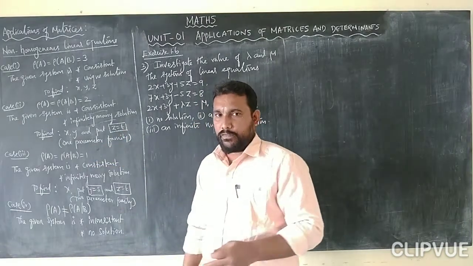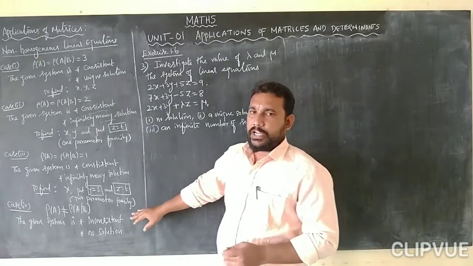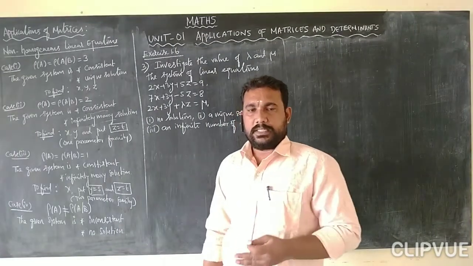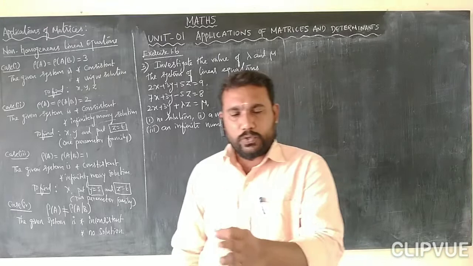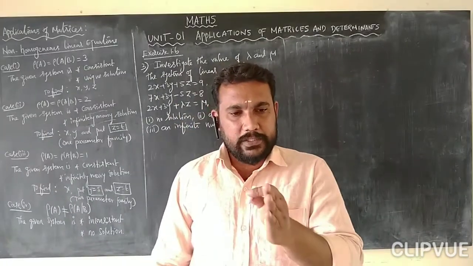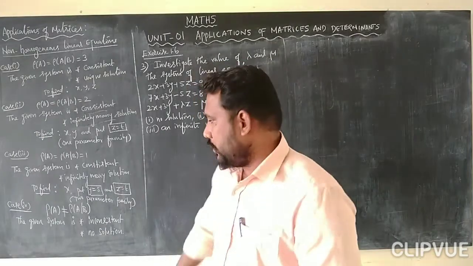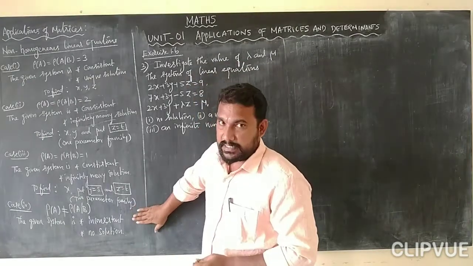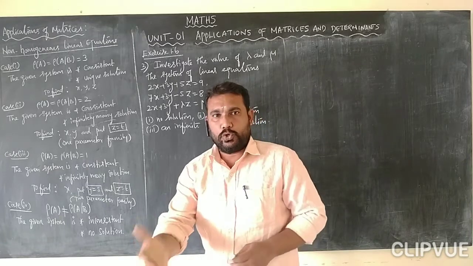Last case, case number 4. ρ(A) not equal to ρ([A|B]). Just for example, ρ(A) equal to 2, ρ([A|B]) equal to 3. Rank of matrix 2 not equal to 3. Therefore, the system is inconsistent and has no solution.